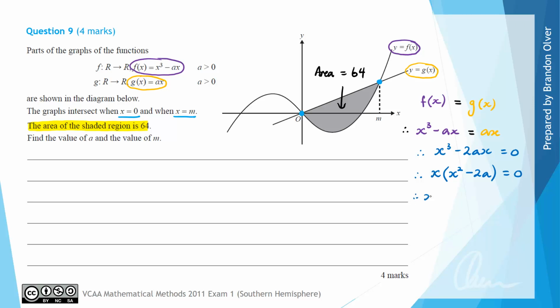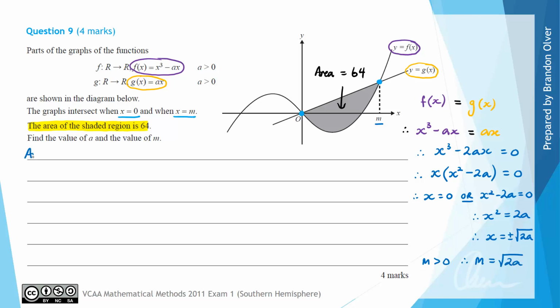So the null factor law would say x could equal 0, or that x squared minus 2a could equal 0. Now we knew that x equals 0 was a solution, so the other value here must be m. That gives us that x squared must equal 2a. So x must equal plus or minus the square root of 2a. From our graph we can see that m is greater than 0, so m is equal to the positive square root of 2a.